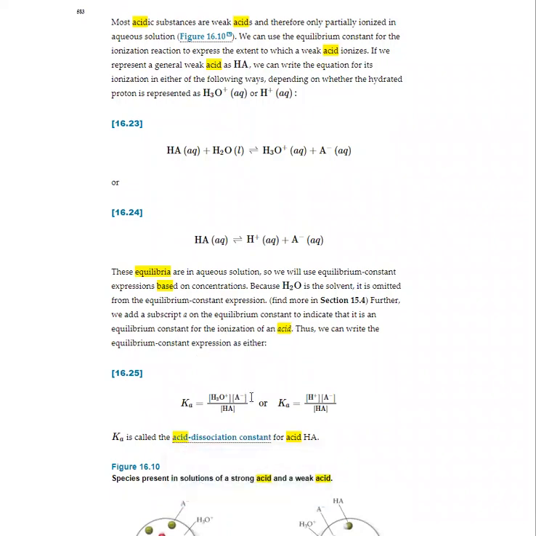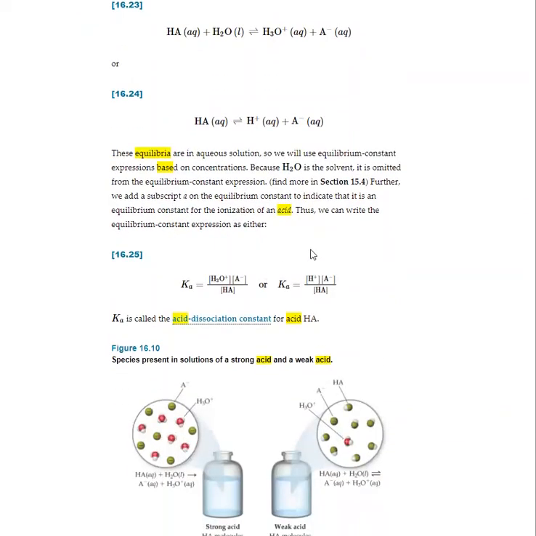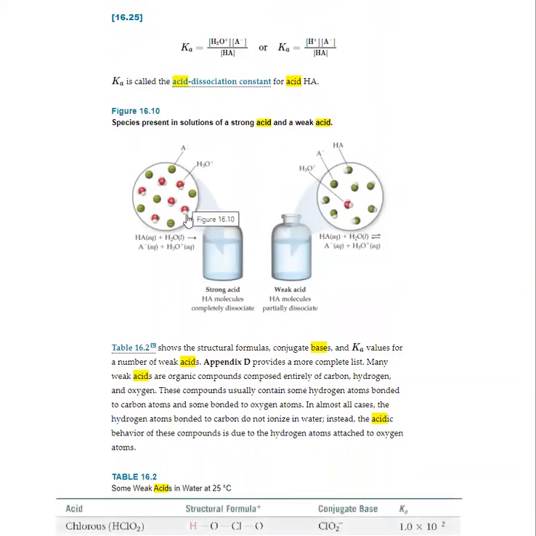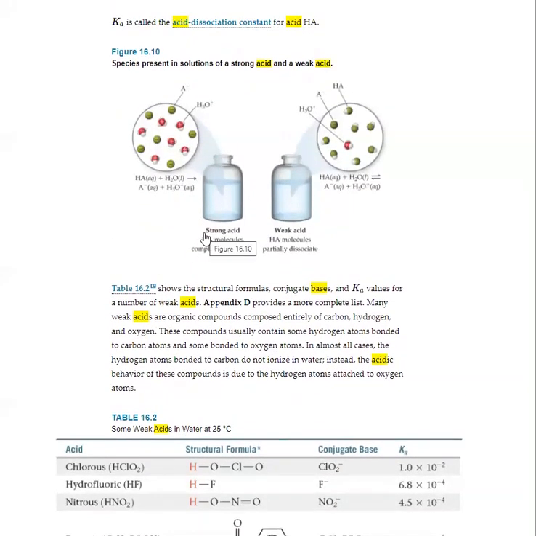So you're going to put the products over the reactants. So you've got H plus and A minus. Remember, H plus can also be written as H3O plus because H plus and hydronium are the same exact thing. So products over reactants equals Ka, and Ka is just the equilibrium constant of an acid. Ka is the equilibrium constant of an acid. It's just showing what happens with a weak acid.